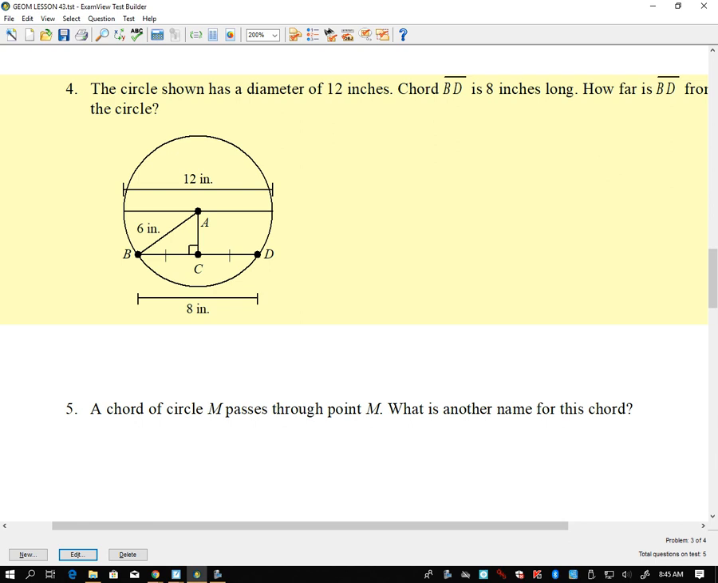So, Michael, tell me what equation I'm writing here then to solve for AC. Okay, he said a squared plus 4 squared equals 6 squared, right?